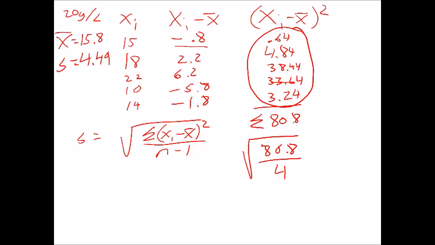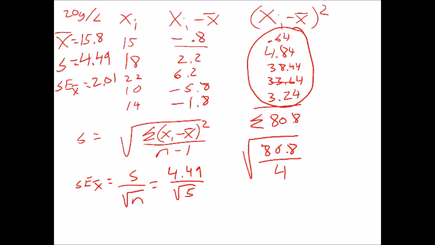Finally, we want to calculate the standard error of the mean. And that is equal to the standard deviation divided by the square root of the sample size. So in this case, it's going to be 4.49, the standard deviation, divided by the square root of 5, 5 being our sample size. Calculate that out, and we get a standard error of the mean of 2.01.